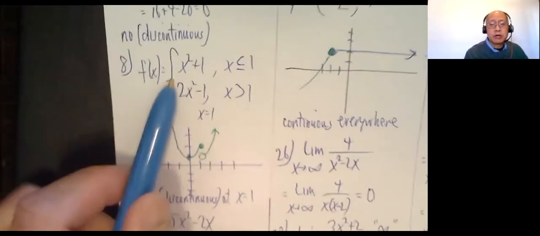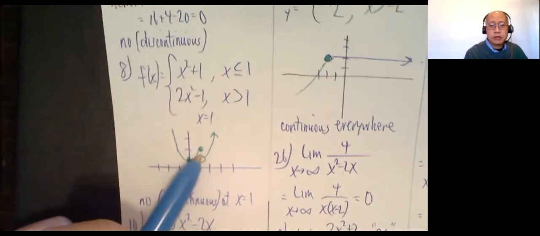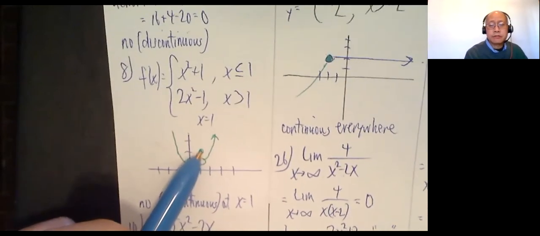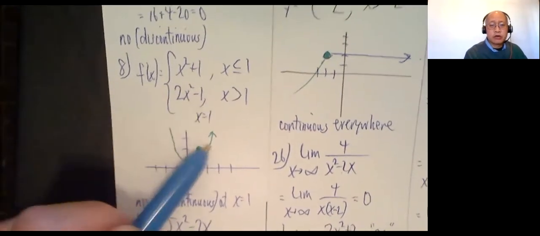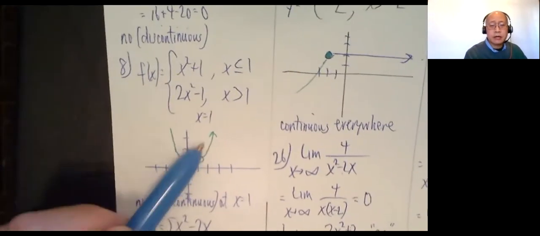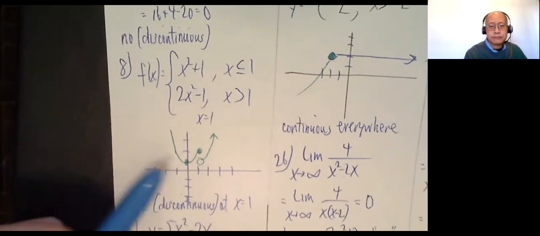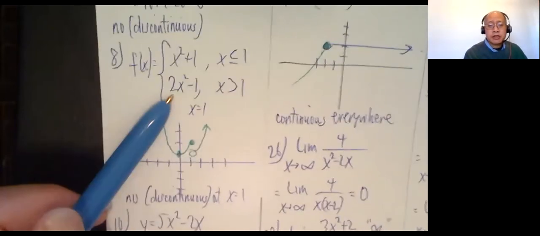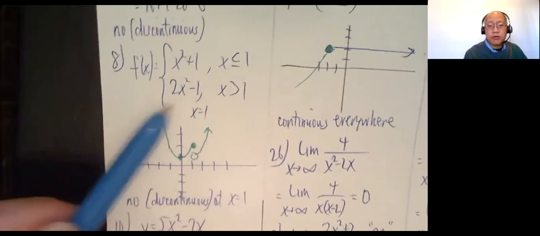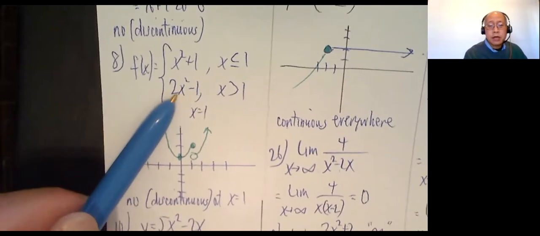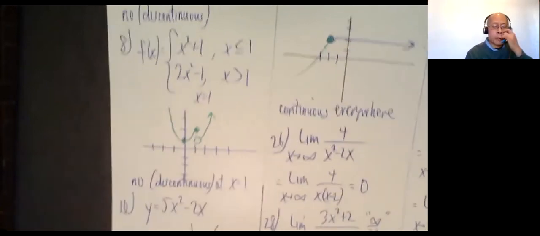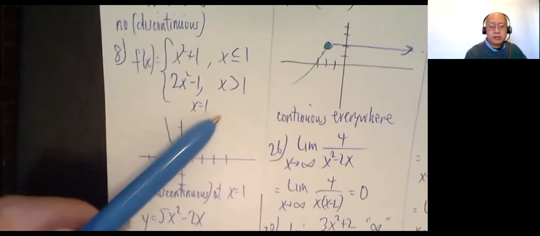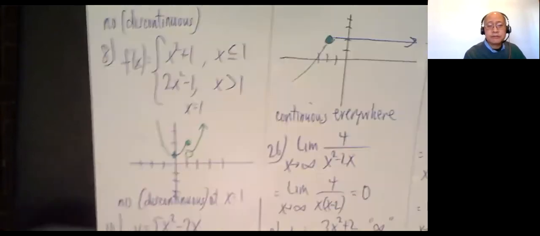So at x equals 1, I obey the top rule. Plug in 1, 1 plus 1 is 2. 1 comma 2. Plug in 0, 0 comma 1. I know it's U-shaped, so it looks like that. Okay, how about this one? Well, if I plug in 1, I will get 2 times 1 minus 1, which is 1. So I have an open circle at 1, 1, and the graph keeps going up. All right, so here's the graph.